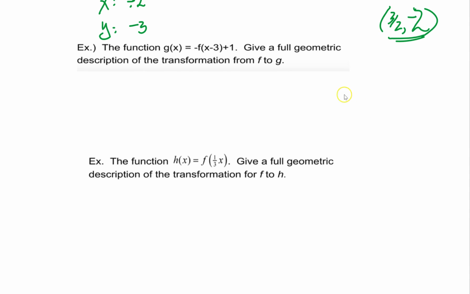The next one. The function g of x equals negative f of x minus 3 plus 1. Give a full geometric description. So I just want you to say what's going on. So you can do a couple things. First one, notice this negative right there. If it's a negative on the outside, we didn't talk about this, that's on the outside, it's called a vertical flip. Right? It's on the outside.